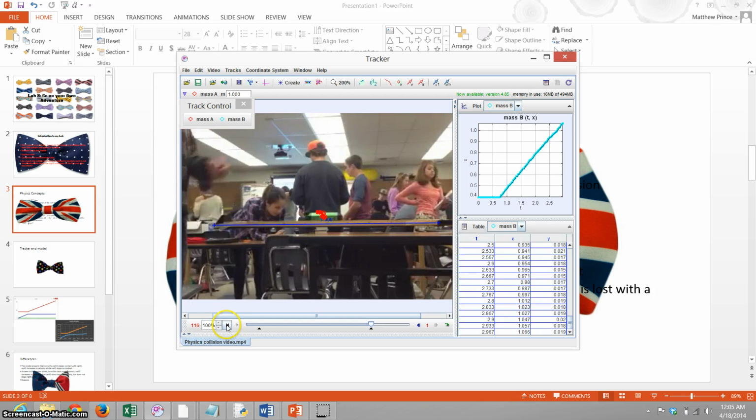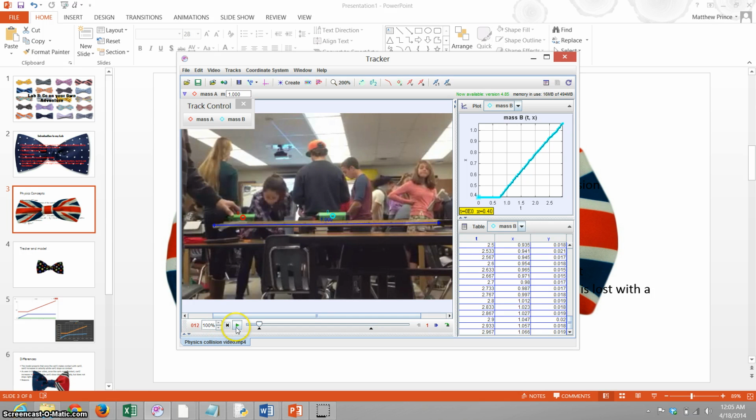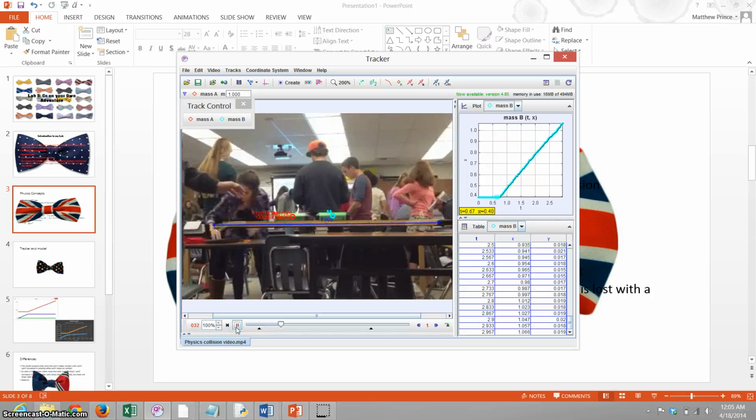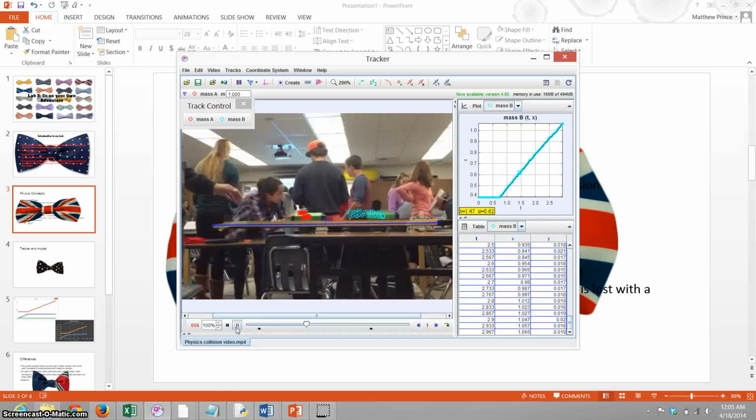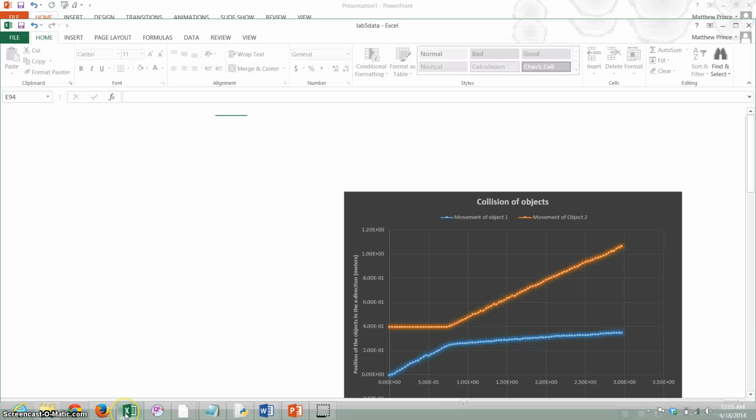In the video, two carts collide. In Tracker, I collected the data of the motion of the carts as time progressed. Using the collected data, I plugged it into an Excel spreadsheet and graphed the data, as shown here.